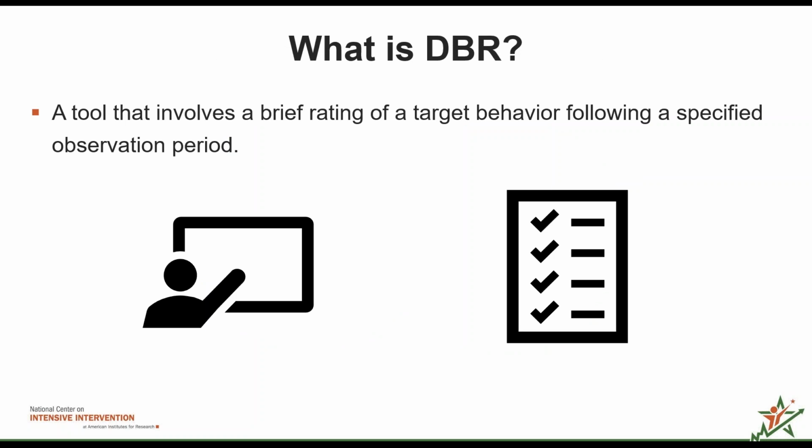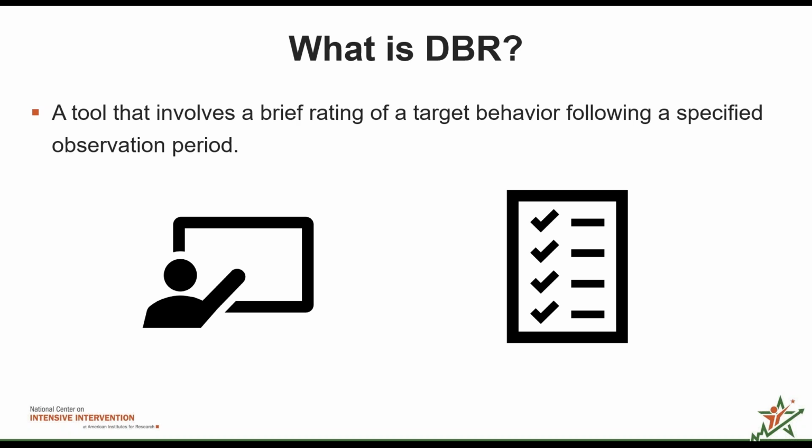So DBR is a tool that involves a brief rating of a target behavior following a specified observation period. DBR exists in a lot of different forms. You can think about these as point sheets, check in, check out data, and that can help inform our decision making, certainly. But when we think about a more structured and more standardized approach, DBR can provide that. So it's a flexible assessment method that can be tailored to specific target behaviors, but also there's a standardized form that's been developed with evidence of reliability and validity.